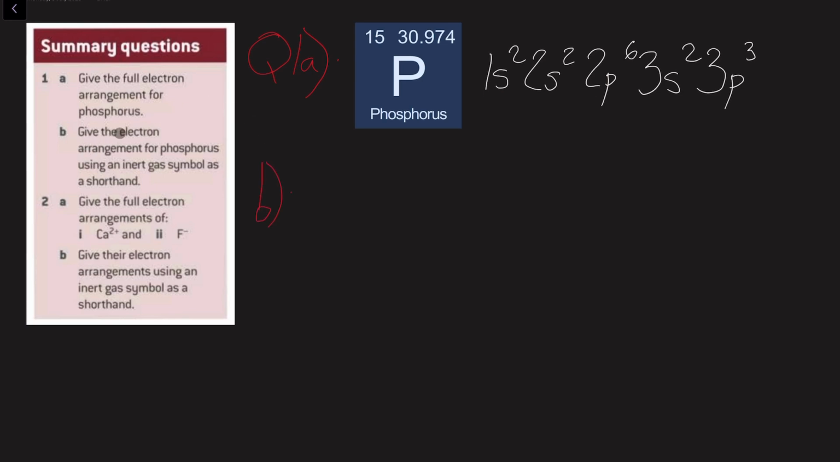Part B says give the electron arrangement for phosphorus using an inert gas symbol as a shorthand. So it's talking about the noble gas notation we looked at before in square brackets. So let's look at the periodic table to see which noble gas has an appropriate number of electrons to help us write this electron arrangement in a more shorthand way.